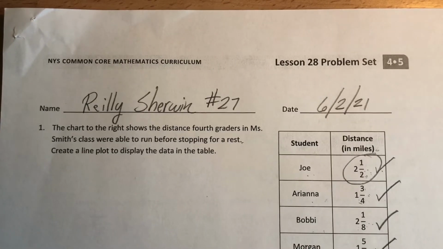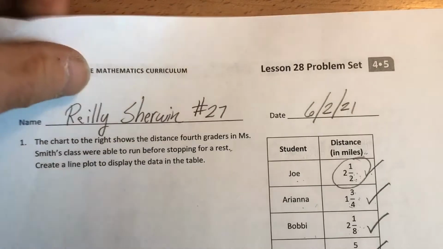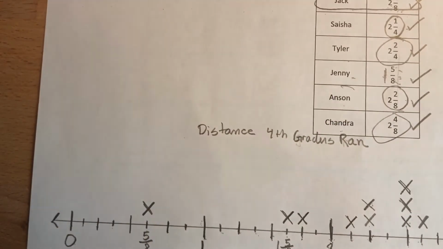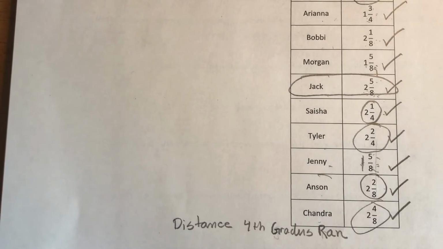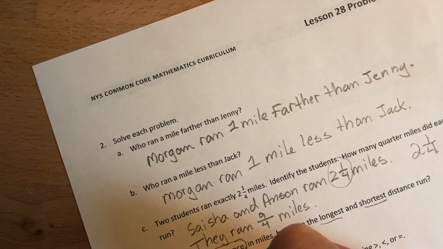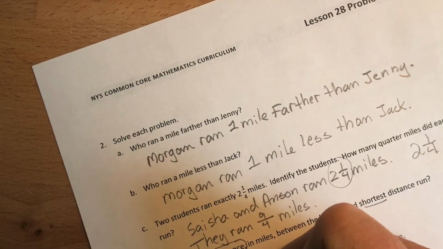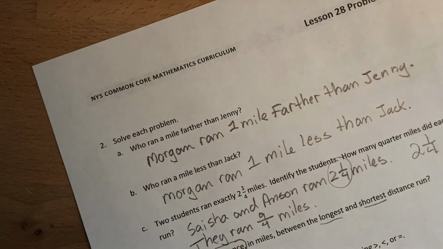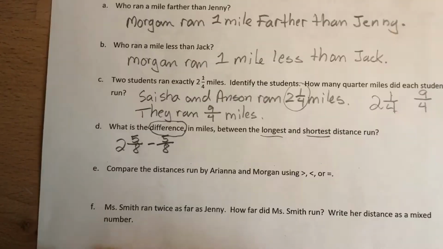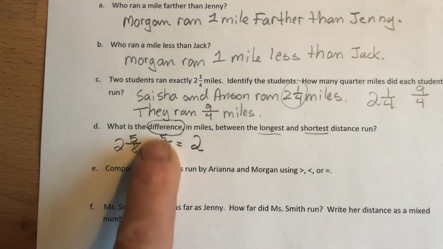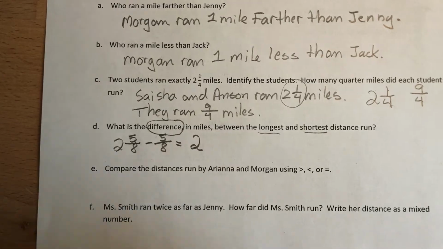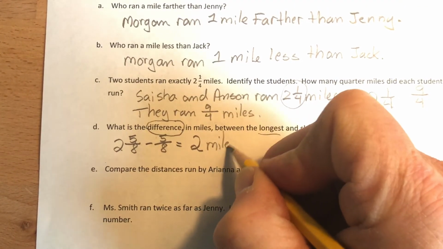So 2 5/8. And the shortest distance, that one sticks right out to me, right? This one was way down here. It's just 5/8. Okay? So the difference, 2 5/8 minus 5/8. Okay. So guess what that equals? Equals just 2, right? If I have 2 5/8 and I subtract the 5/8, I just have 2 miles left. So 2 miles is my answer, okay?